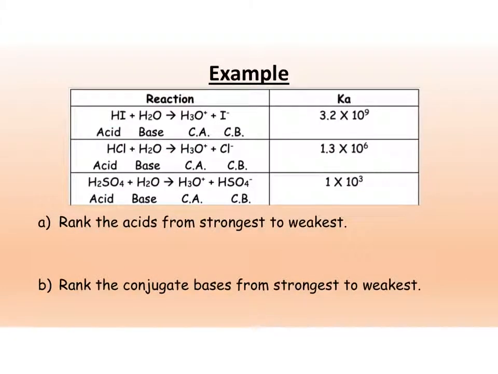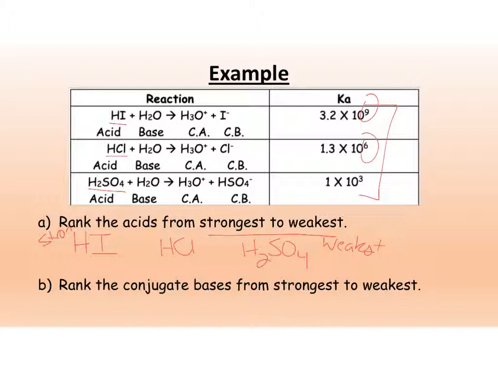All right, and last but not least, we have a little example problem. Okay, so you see we have three acids here, HI, HCl, H2SO4. They're all known as strong acids, but we are asked to rank them from strongest to weakest based on their Ka values. So strongest is definitely HI, and then HCl, and then H2SO4. Okay, so strongest over here and weakest over here. And this is, again, all based on how big that Ka value is.